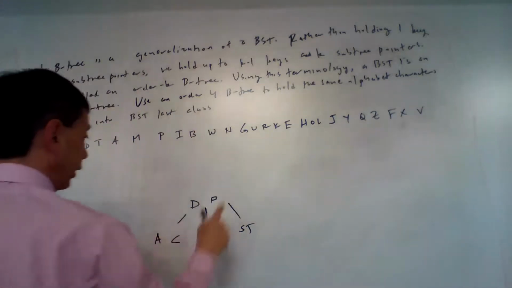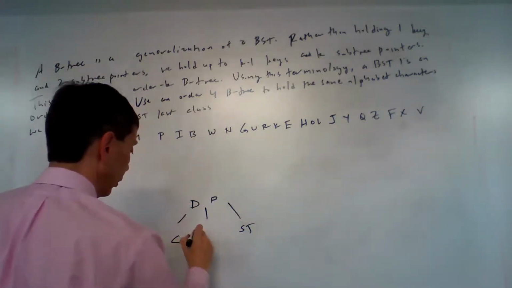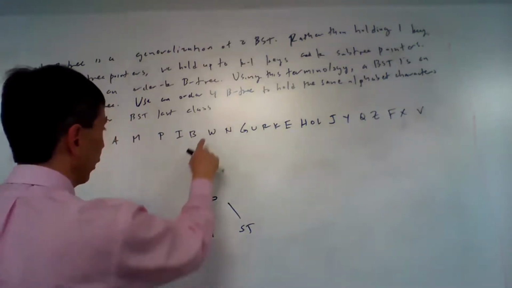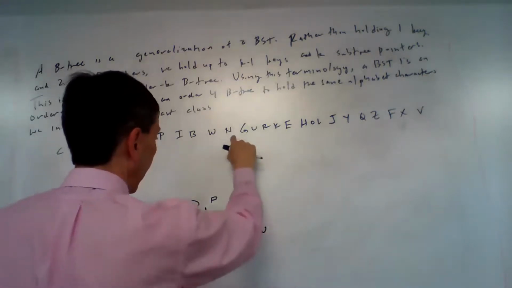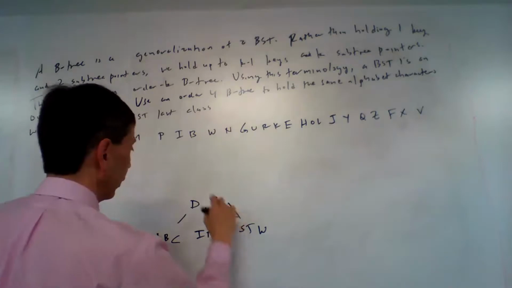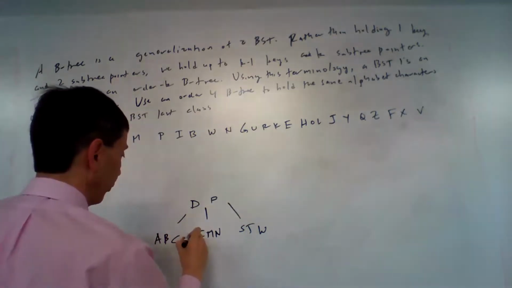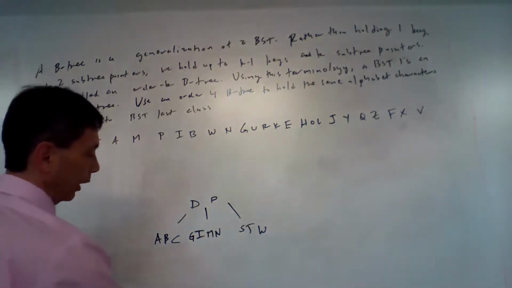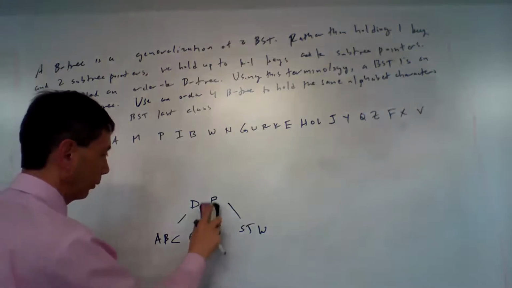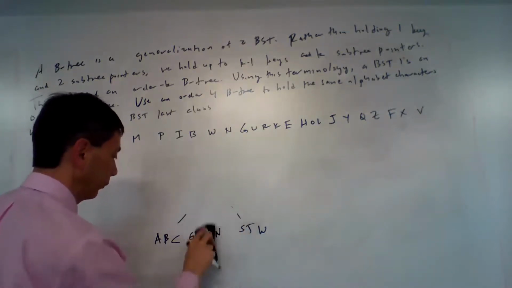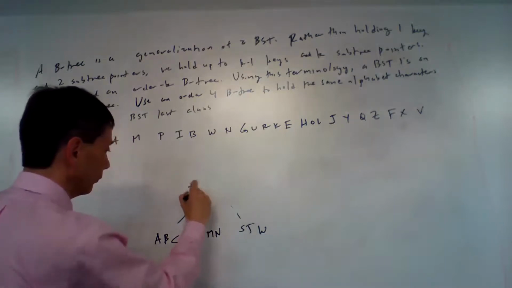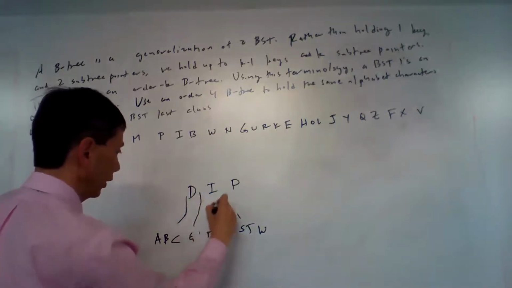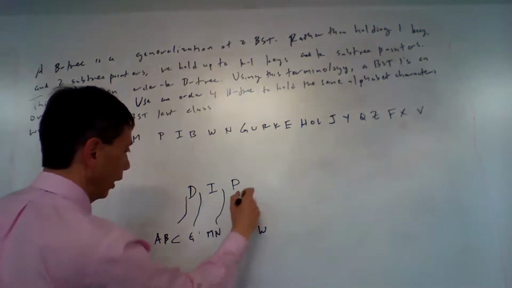Okay, so we're here. I comes here. I, J, K, L, M. B would come here. All right. W would come here. N would come here. And P. G would come here. G, H, I. Okay? So now we're going to have to promote up again. So we're going to promote I up. So we're going to have D, I, P. And we're going to have everything less than D, everything between D and I, everything between I and P, and everything bigger than P.